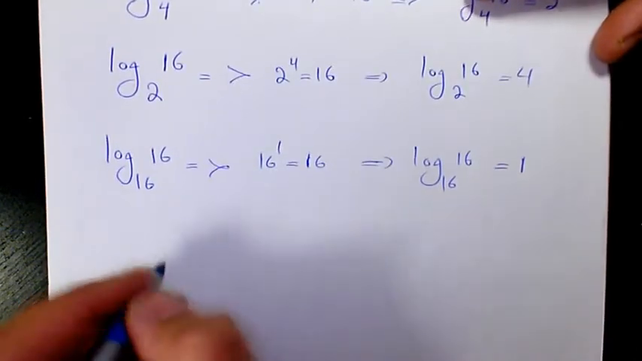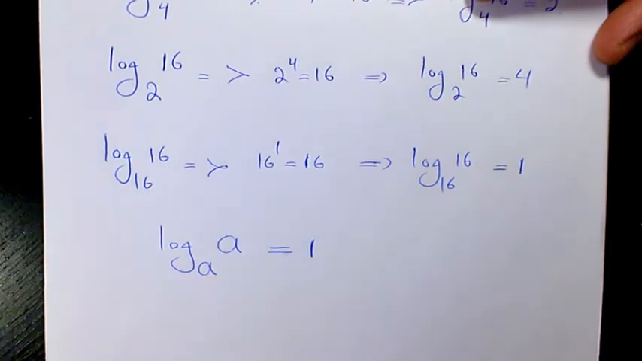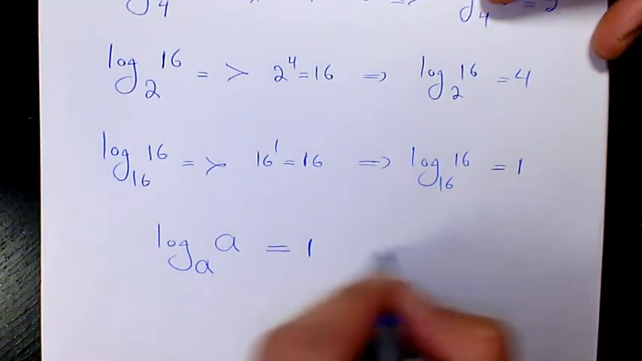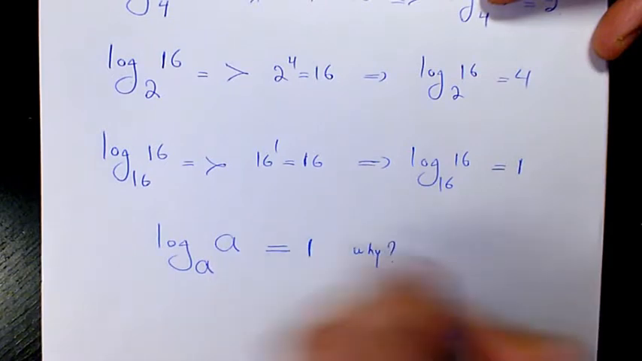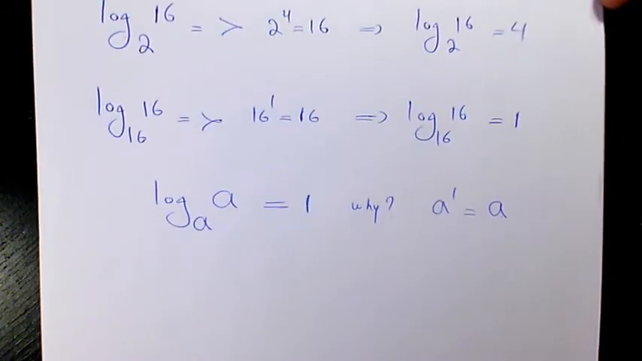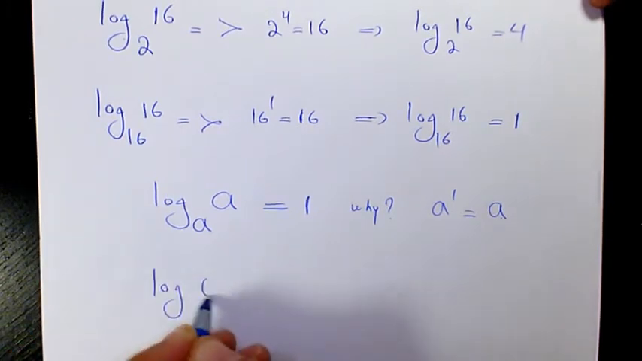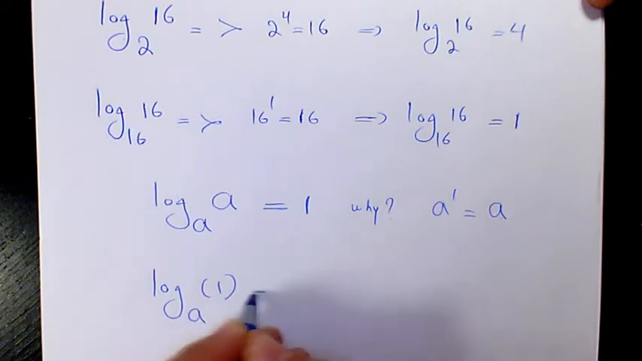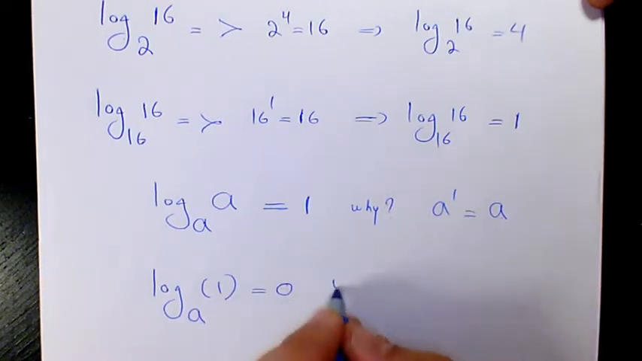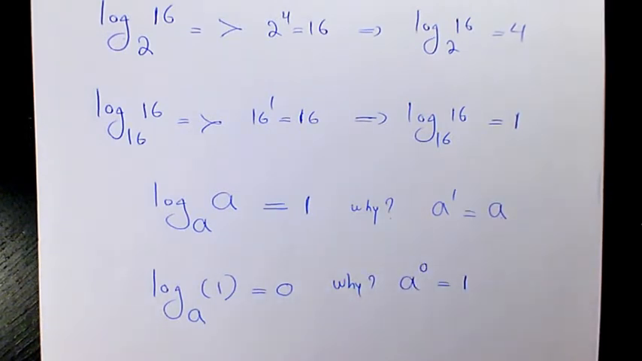So I can say that log of any number base the same number is for sure equal to 1. Why? Because a to the power of 1 is a. And we know log of 1 base any number is always equal to 0. Why? Because a to the power of 0 is going to be 1. So any number to the power of 0 is 1.